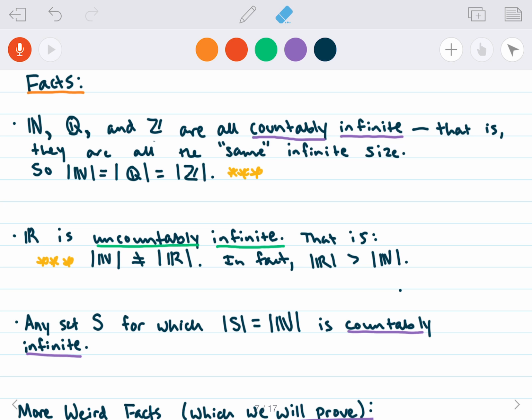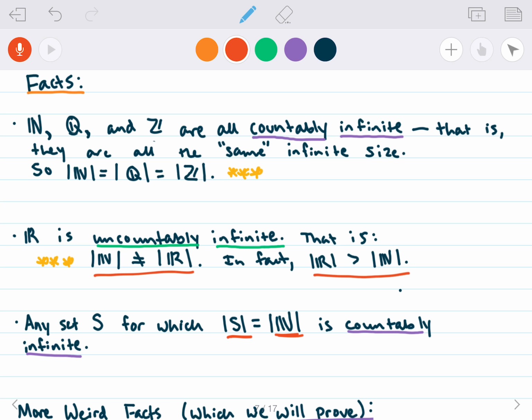The reals are uncountably infinite, and that means there's no bijection between the naturals and the reals. In fact, we can say that the reals are strictly larger than the naturals. I said that the naturals were size aleph null, but you would think, are the reals size aleph 1? But no, that's not the case. It's a weird theory that I don't know enough about to explain, but if you're interested, you should look it up. Any set S for which the cardinality of the set is the cardinality of the natural numbers is countably infinite.